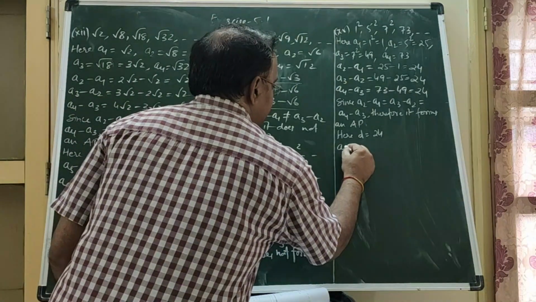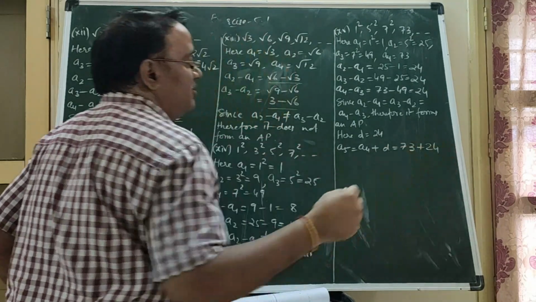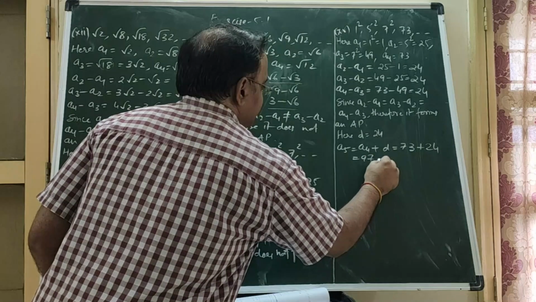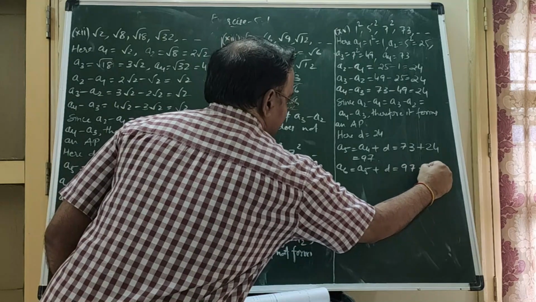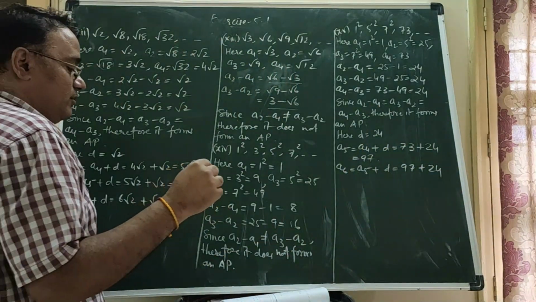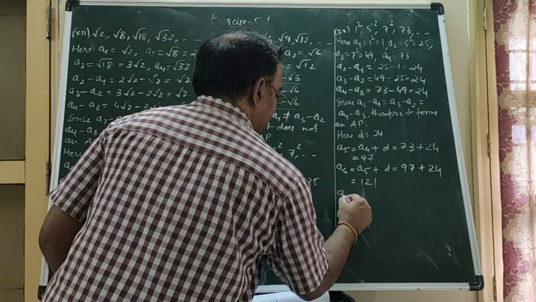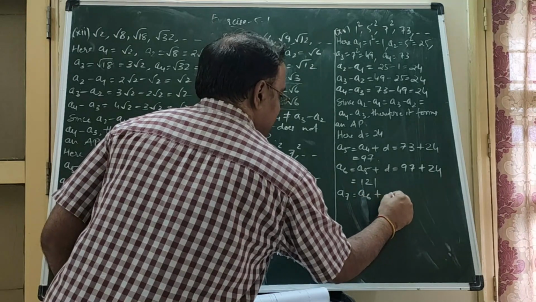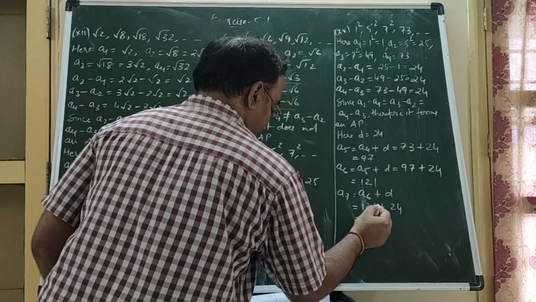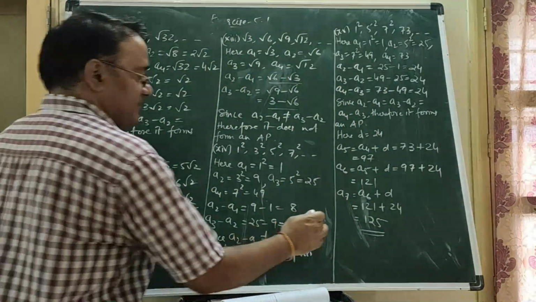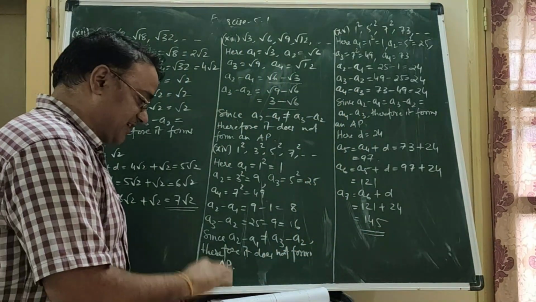That is the fifth term, a4 plus d, 73 plus 24, so we'll get 97. Now a6, a5 plus d, that means 97 plus 24, so we'll get 121. And a7, a6 plus d, 121 plus 24, that is 145. Right? So now we have completed the first exercise.